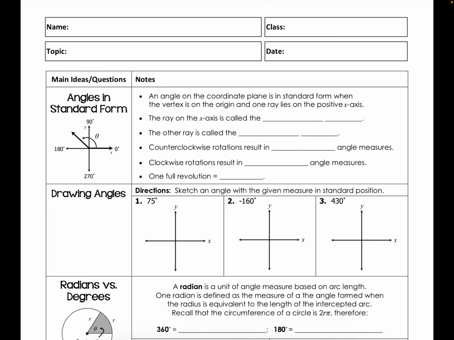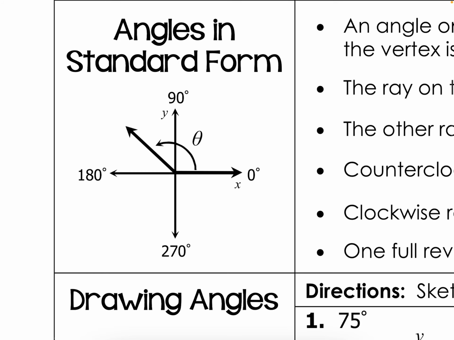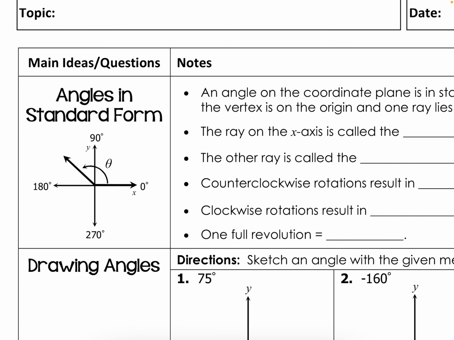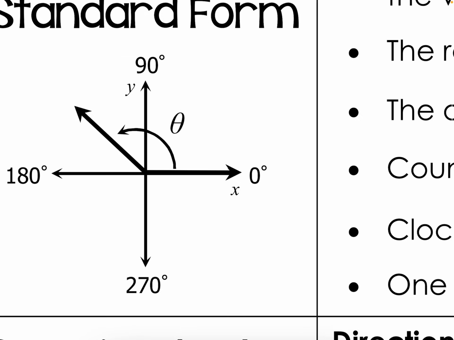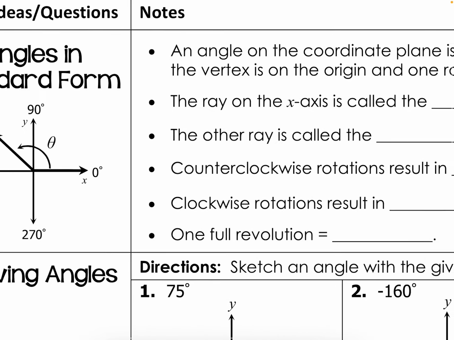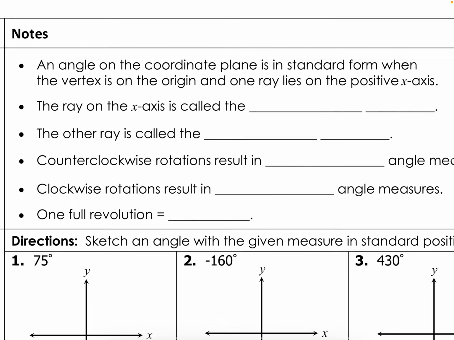Okay, so today we're going to be going over angles in standard form, and we're going to be using this little diagram here that has the angle in standard form. This is preparing us for the unit circle, because the unit circle is going to be on the XY axis coordinate plane, so that's where our unit circle is going to be, and that's where our angles in standard form are going to be. So let's go over the notes.